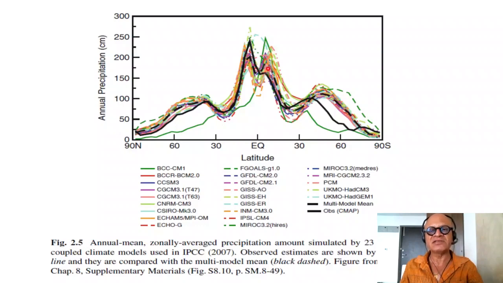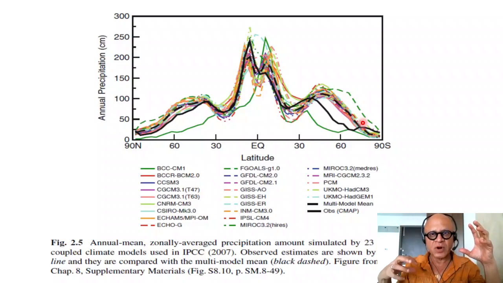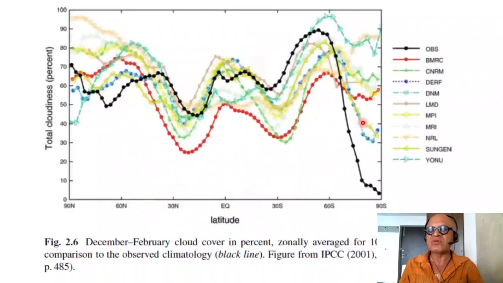There are specific biases here, and there are many studies that look at the biases here and see whether that bias is related to this or whether the bias here is related to the bias there and so on. So these tend to be very difficult because when you have a coupled model, error in one part can propagate into other parts, so it's not always easy to separate the chicken and the egg. So that's a very, very tricky problem as well. Here is an example of a very high disagreement between models. December-February cloud cover in percent zonally averaged for 10 AGCMs and its comparison to the observed climatology.